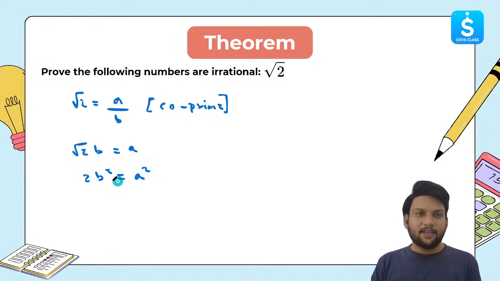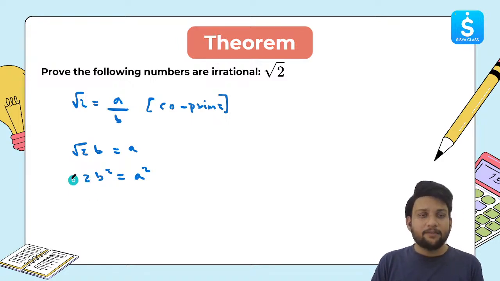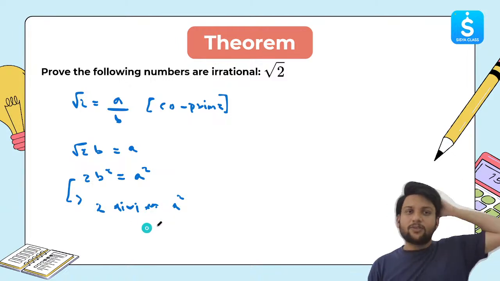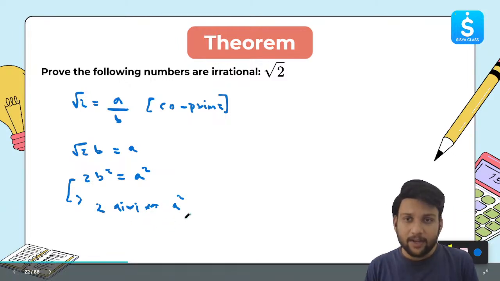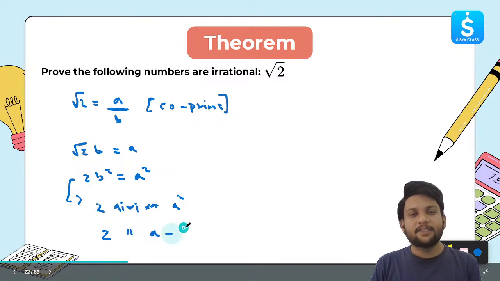Great. Now, see, if it is of the form 2b square equals a, that means for sure I can say that 2 divides a square. Yes or no? Now, from 2b square equals a square, I have that 2 divides a square. Now, going by our original theorem, if 2 divides a square, then for sure 2 will divide a as well. This is our statement number 1.